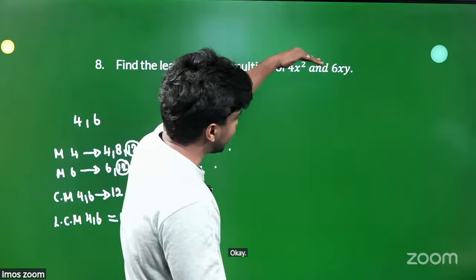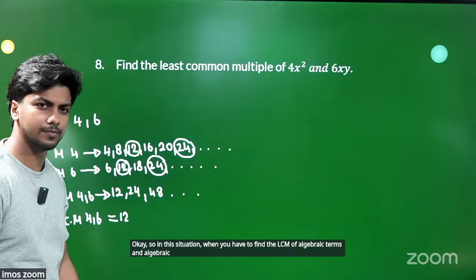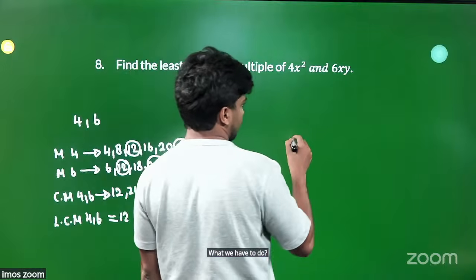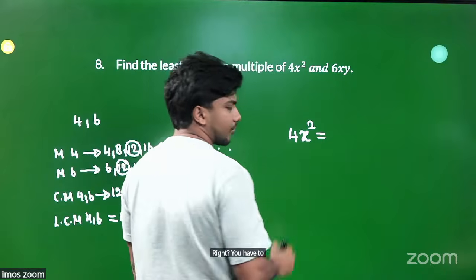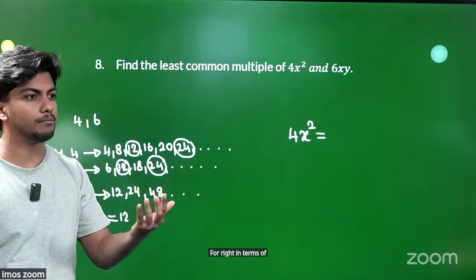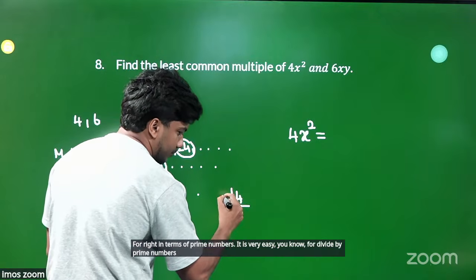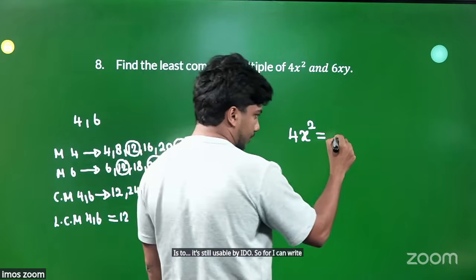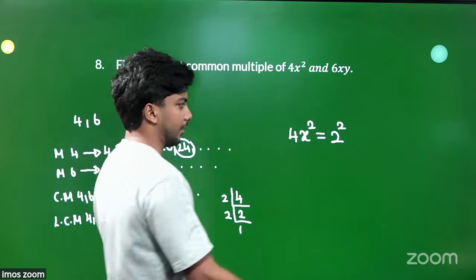Okay, so in this situation, when you have to find the LCM of algebraic terms, what do you have to do? Take 4x squared. There is a numerical part, 4. Write 4 in terms of prime numbers. It is very easy. Divide by prime numbers. The first prime number is 2. 4 is still divisible by 2, so I can write 4 as 2 to the power 2, into x to the power 2.